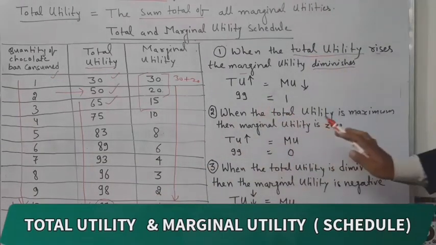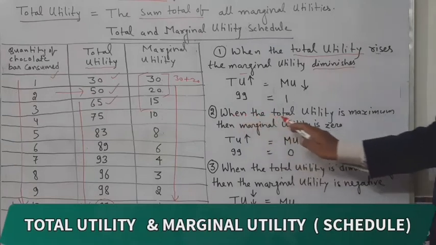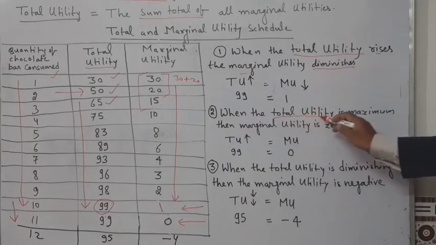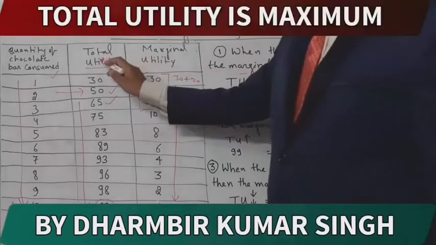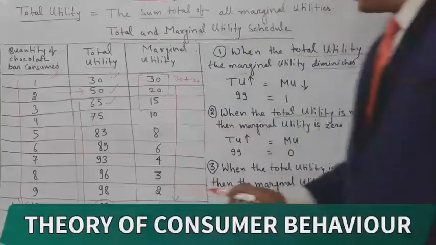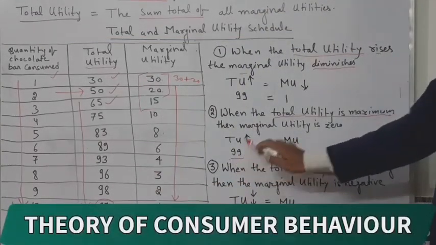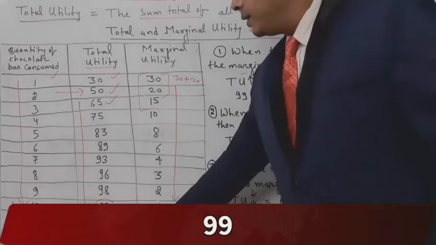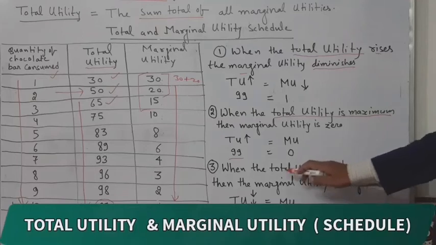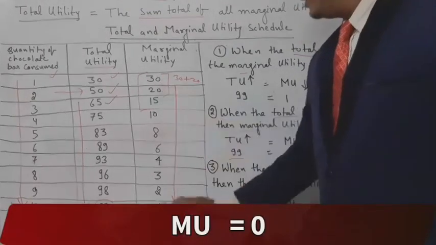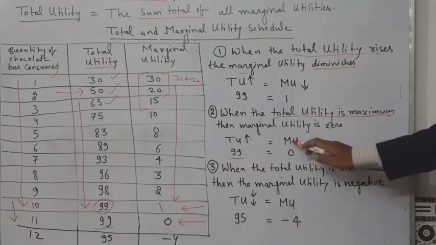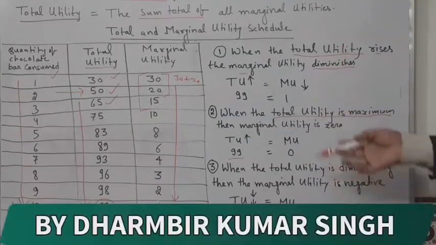Understood? Second, when the total utility is maximum, here the maximum is 99. After 99, it is going to decrease. At 99, the marginal utility will be 0. When the total utility is maximum, then the marginal utility is 0. Understood? That is number two.